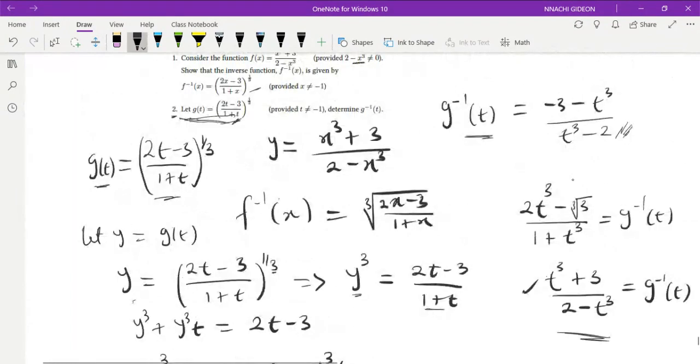So now we don't agree with this one. We agree with this one and this one. Only that this one was not well packaged.